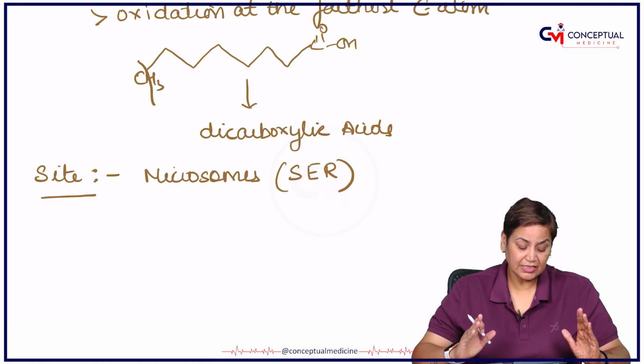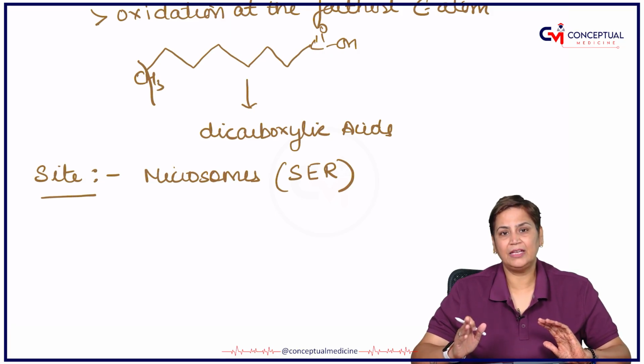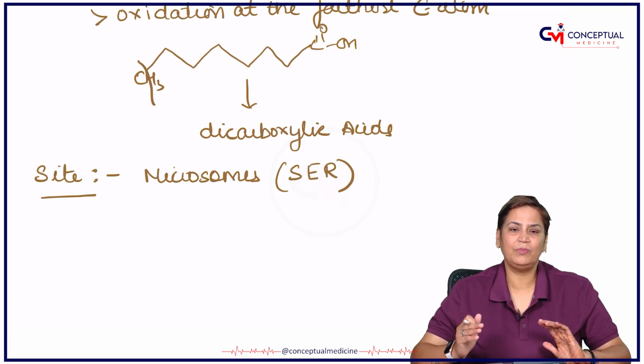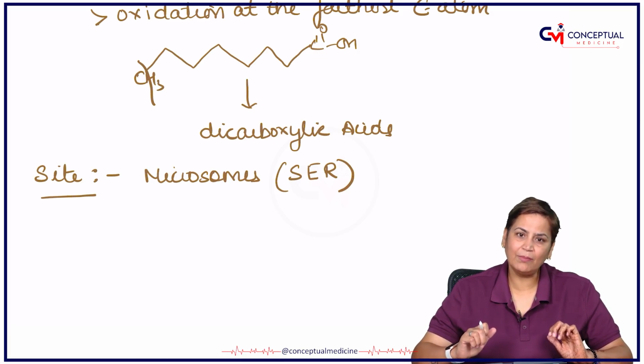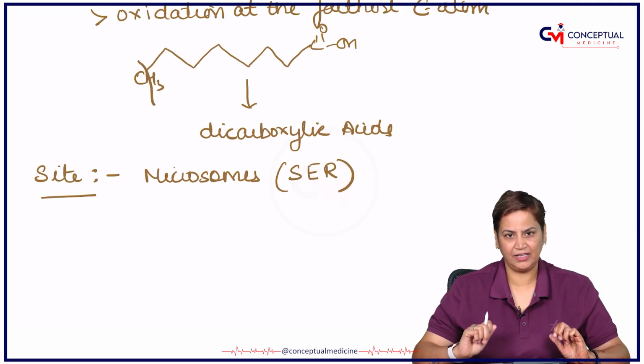Okay, so this is all about the video on the beta oxidation of fatty acids, minor as well as major pathways. So in the next video, we will be studying about the metabolic errors associated with the oxidation of fatty acids.